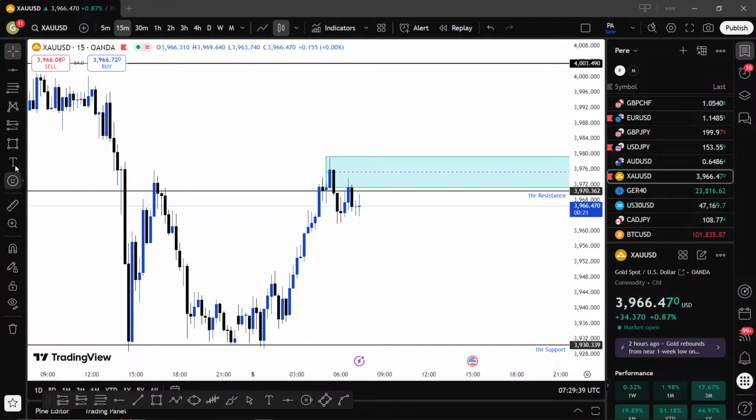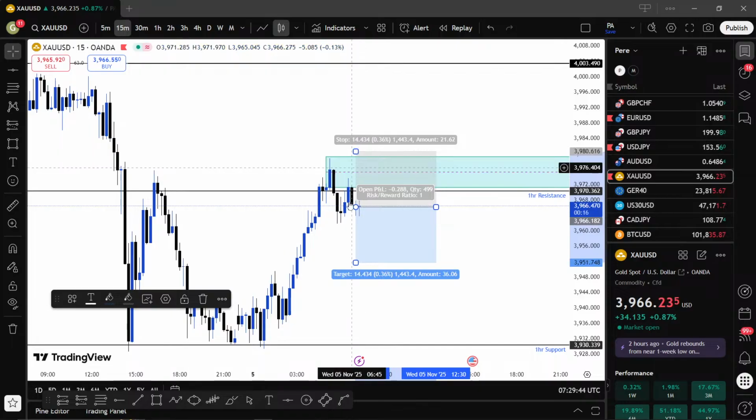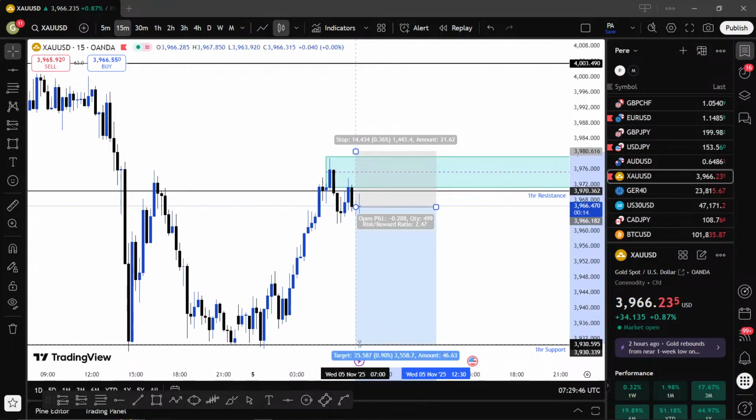So let me take a look at something. If my entry to my stop loss would be too huge. So guys, here's what I'm going to do.